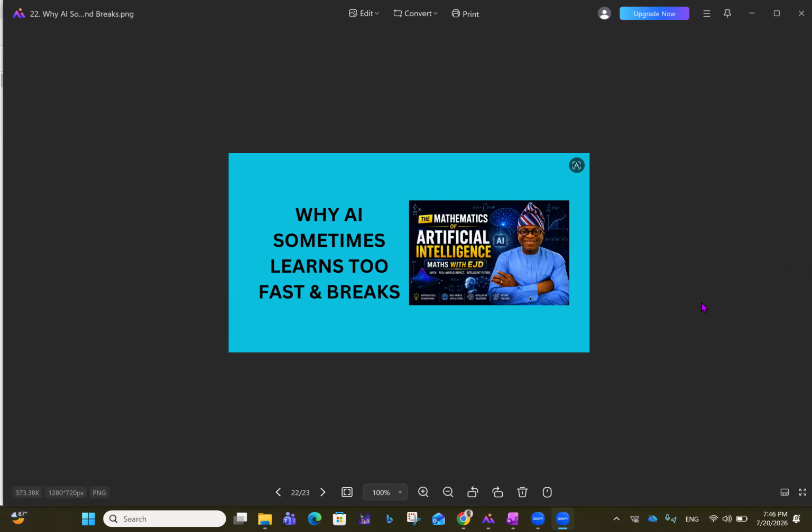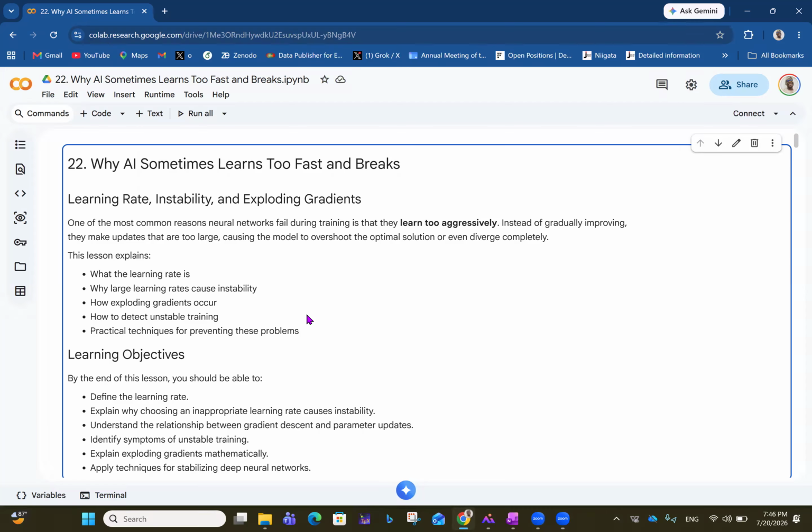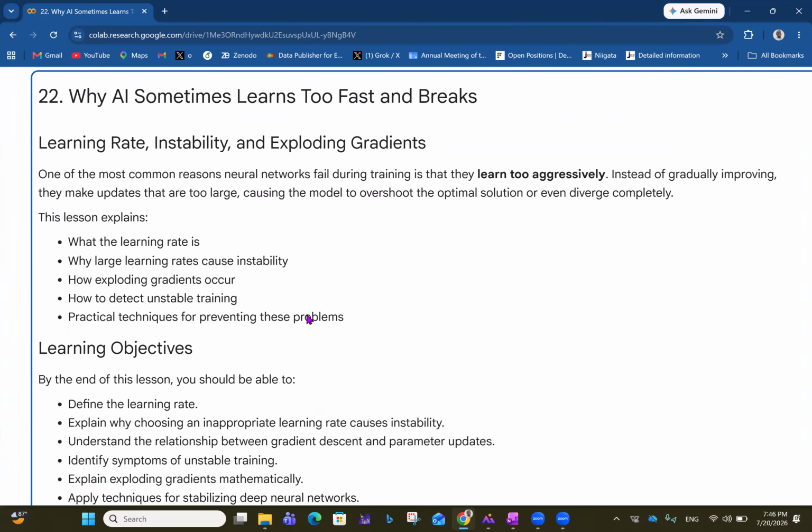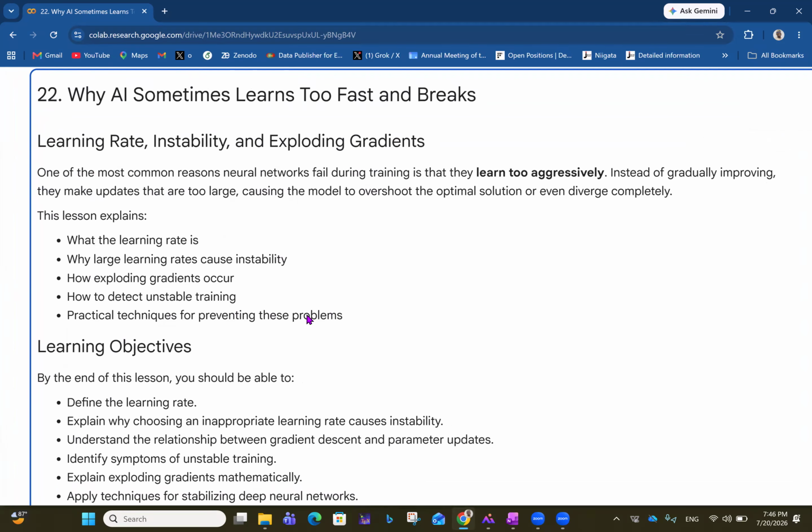Let's talk about why AI sometimes learns too fast and breaks. So here we'll talk about things like learning rate, instability, and exploding gradients. In the last video, we already came across the idea of vanishing and exploding gradients because of backpropagation and the fact that several computations have to be done in AI. Errors build up so fast that gradients can explode, or go to zero fast enough.